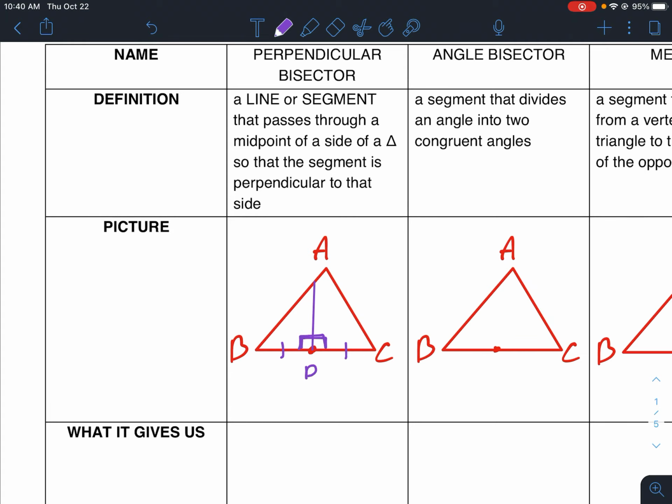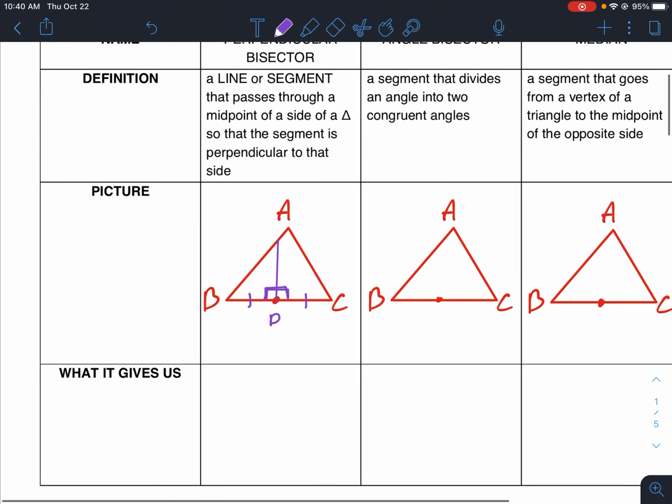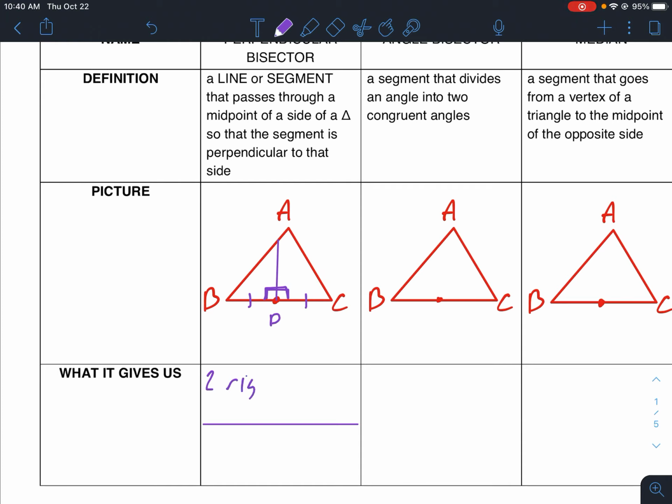So what does a perpendicular bisector give us? It gives us 2 things, actually. One, it gives us 2 right angles. And then 2, it gives us 2 congruent segments. The word perpendicular gives us the right angles, and the word bisector gives us the congruent segments.